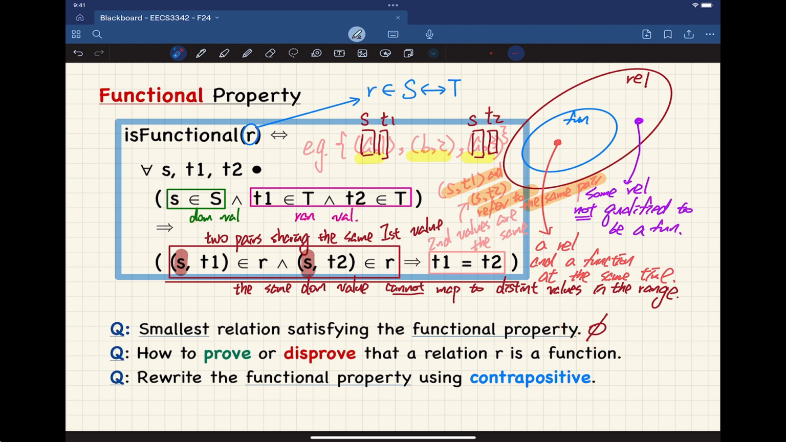But in the actual test or exam, I might ask you to explain why the empty set is the smallest function. Make sure you know how to do that, all right? Which I just explained.